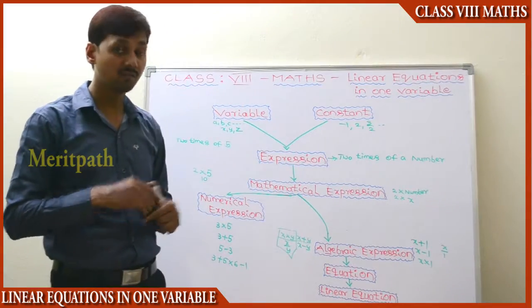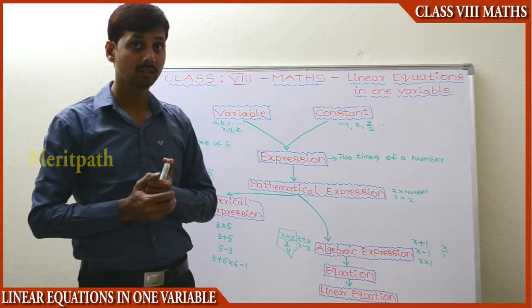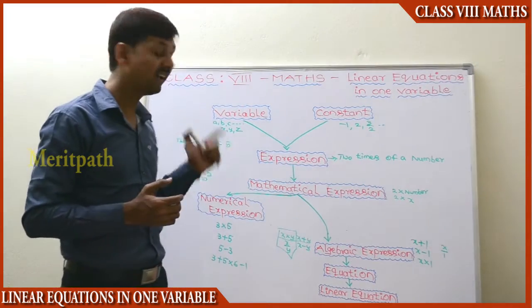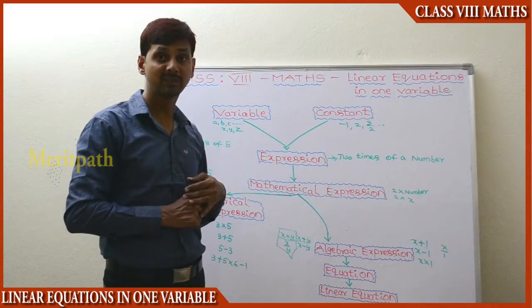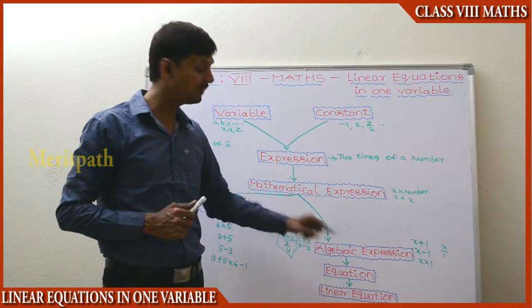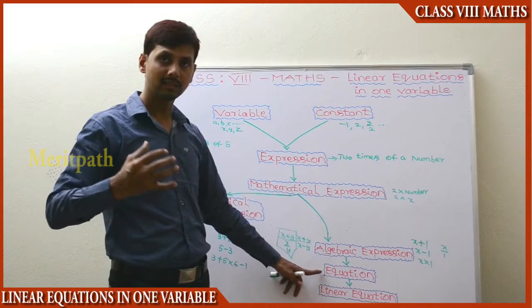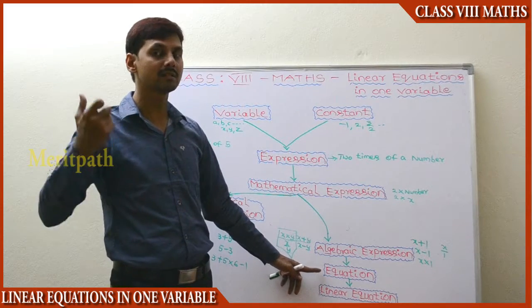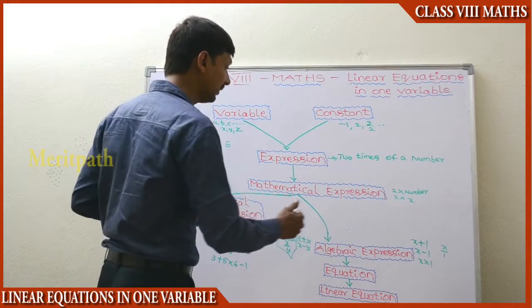The combination of variable and variable, or combination of variable and constant, under the operation of addition, subtraction, multiplication, division, we call it algebraic expression. And if we take an algebraic expression and use the symbol of equality for it, then we call it an equation.